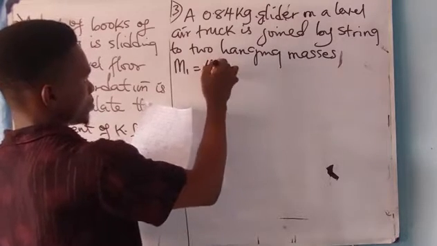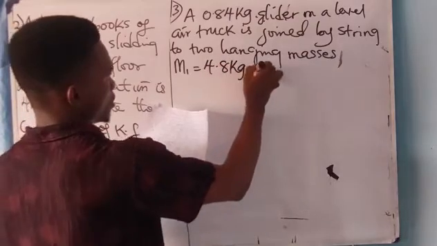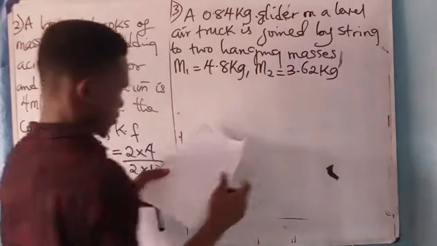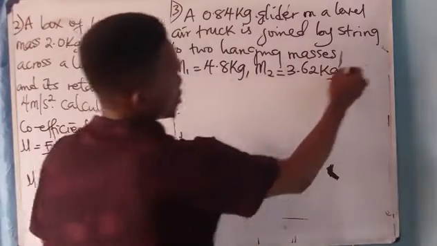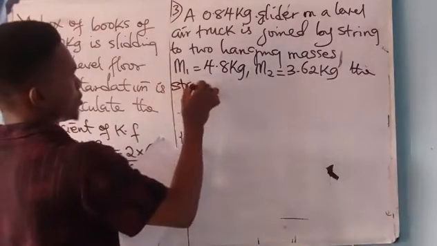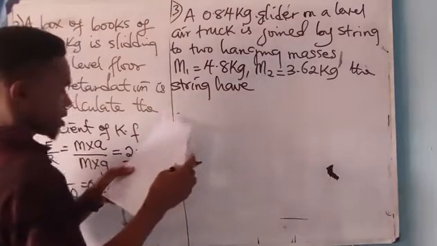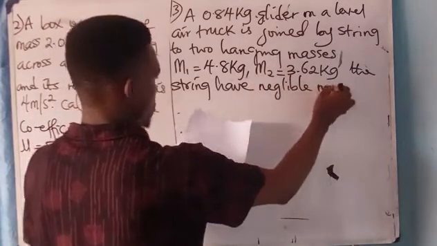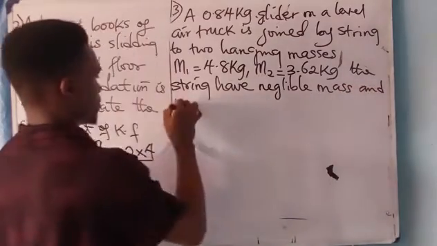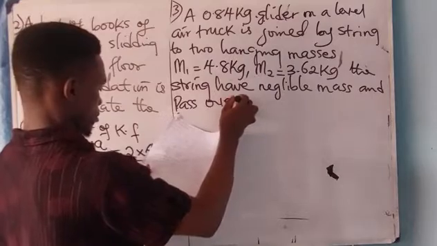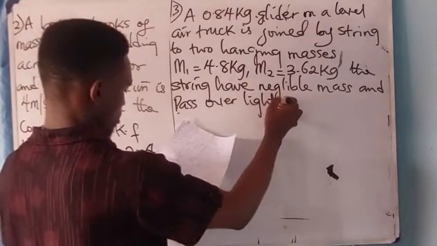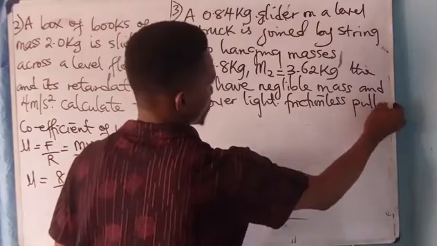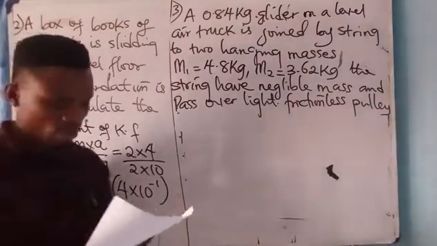M1 is 4.8 kg, then M2 is 3.62 kg. The string has negligible mass and passes over a light, frictionless pulley. Now they said calculate the acceleration of the masses.